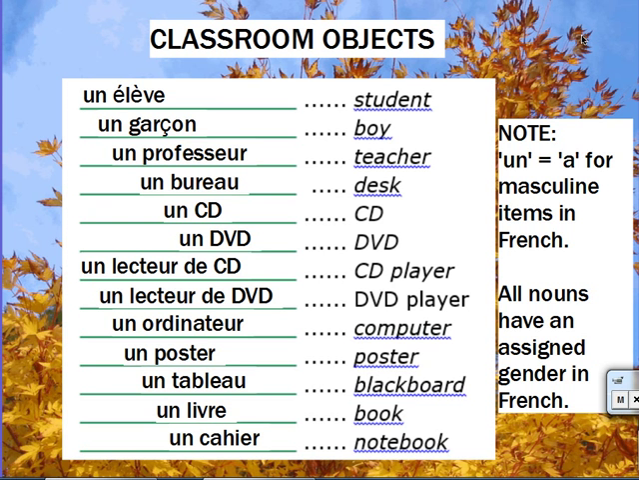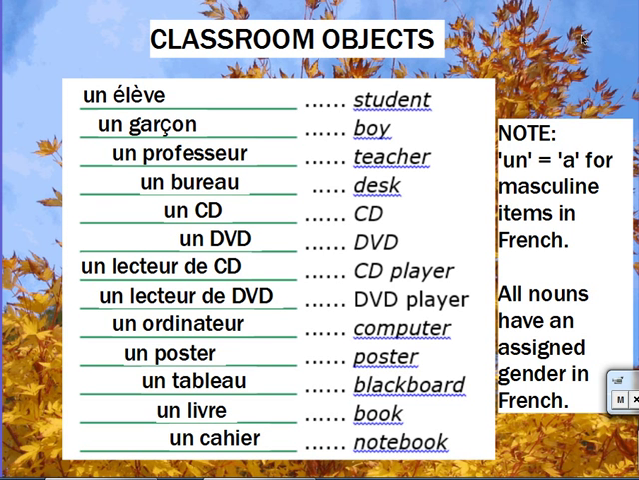The word for a student, if that student is a boy, is un élève. The actual word for a boy is un garçon. The word for a teacher, who is also a boy or a male, is un professeur. The word for a desk is un bureau. The word for a CD is un CD. And a DVD is un DVD.